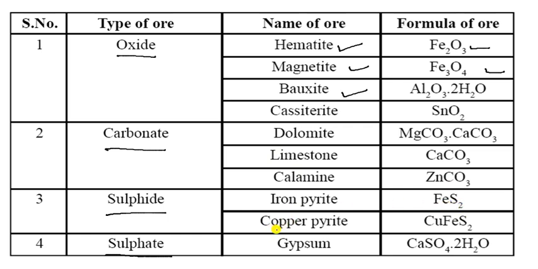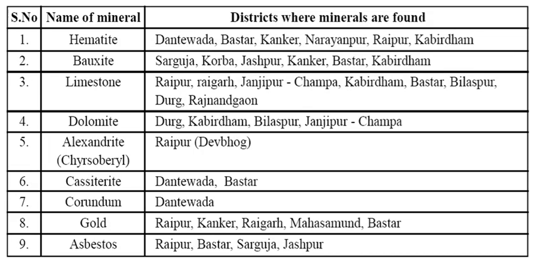The first one is iron pyrite, that is FeS2. And copper pyrite, this is CuFeS2. Gypsum, it is CaSO4.2H2O. It is the sulfate ore. So these are the ores in different forms of compounds.